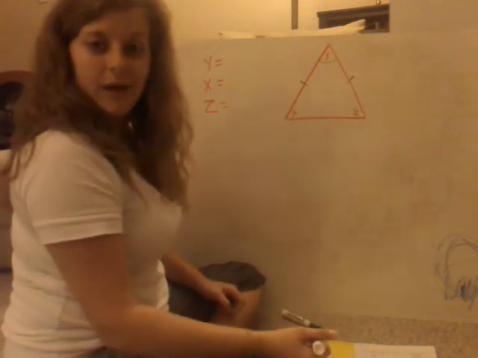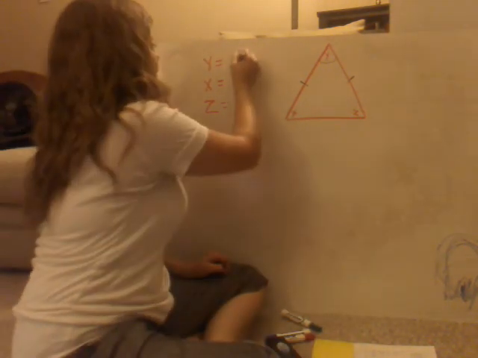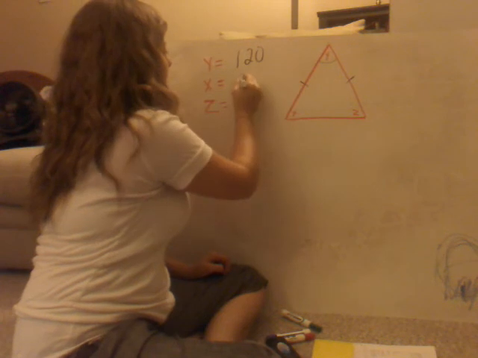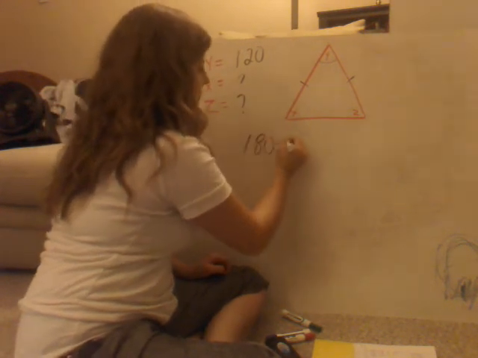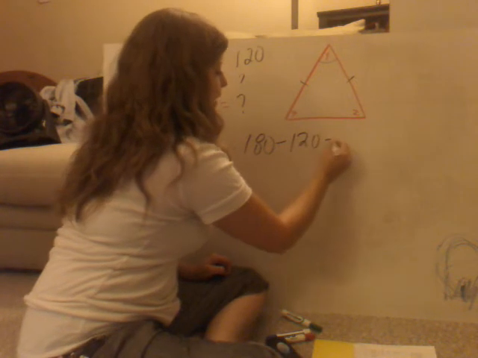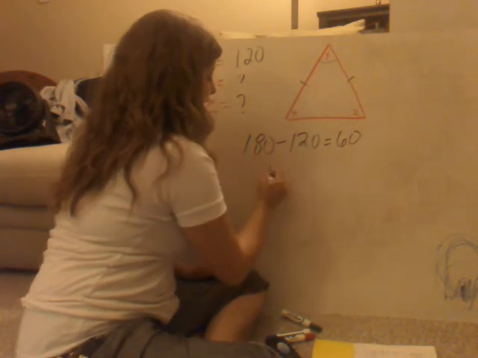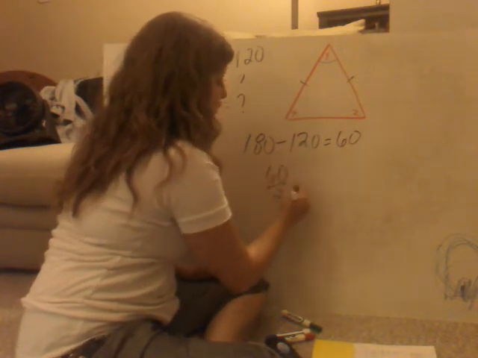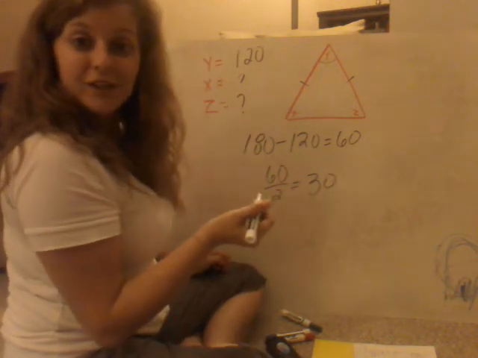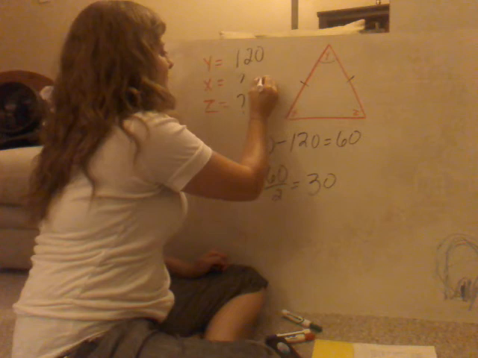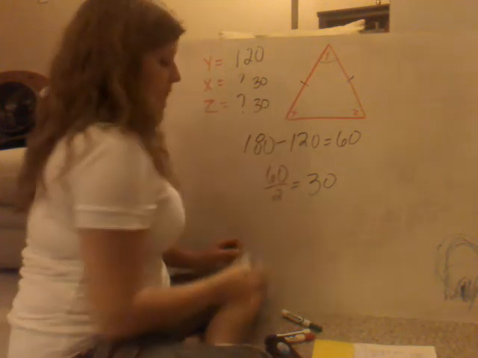So number 19, y is 120. I want you to find x and find z. So I take my 180 minus my 120. That gives me 60. I take my 60, divide it by 2. That gives me 30. Both angles are 30 degrees.